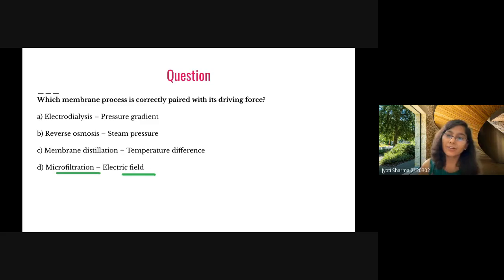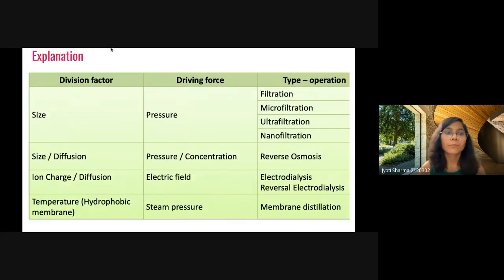Microfiltration, electric field, no. Microfiltration is mostly based on your pressure gradient or concentration gradient. Okay, so give me the right answer. So C is the right answer. I do have a table, I will show you.